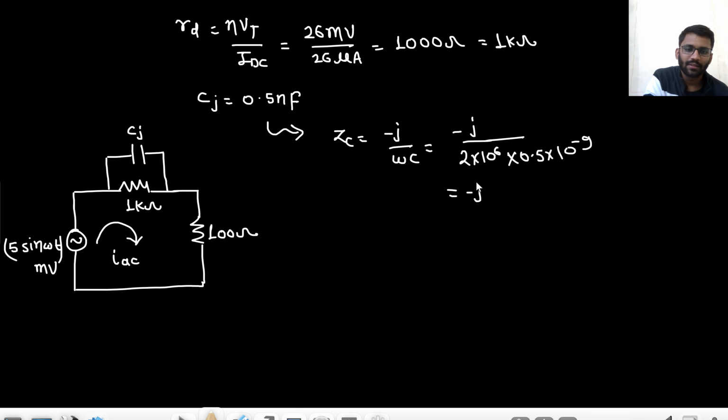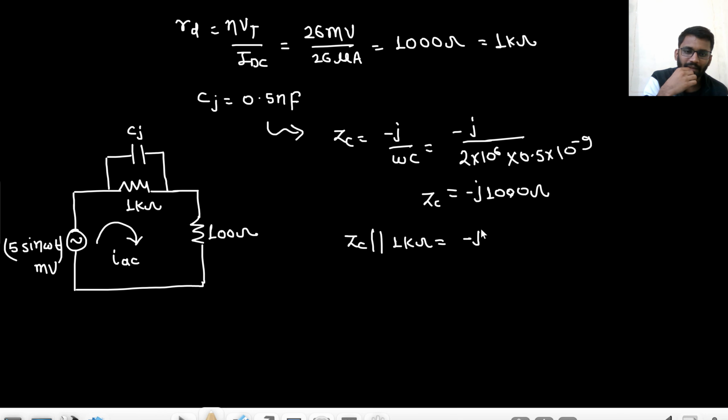So it will be 1000 ohm. So this is ZC. Now this is in parallel with this. So basically this is providing you how much impedance? Minus j 1000, right? Minus j 1000. Now minus j 1000 in parallel to 1 kilo ohm. So basically ZC is parallel to 1 kilo ohm.